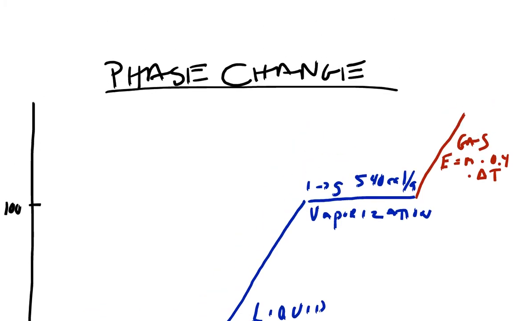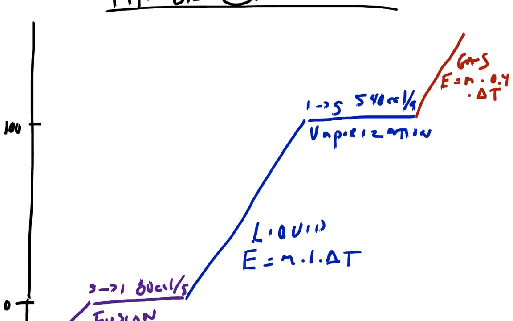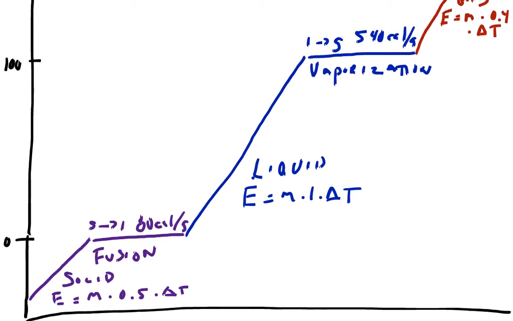This is a phase change chart where we are changing water from a solid to a liquid to a gas. The solid energy equals mass times 0.5, which is the specific heat of solid ice, times the change in temperature. And the change in temperature is only from this point to 0.